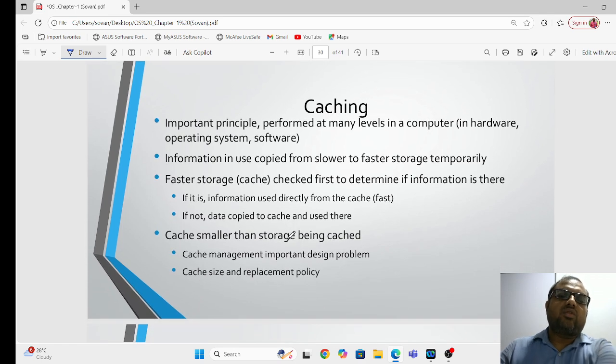Next is caching. I already mentioned it. If the CPU wants to access our main memory, it can do so via the cache memory. It is very important, and it operates at many levels of your computer, making the process faster, because you know that your main memory is slower than your cache memory. Cache memory is faster because its space is smaller.